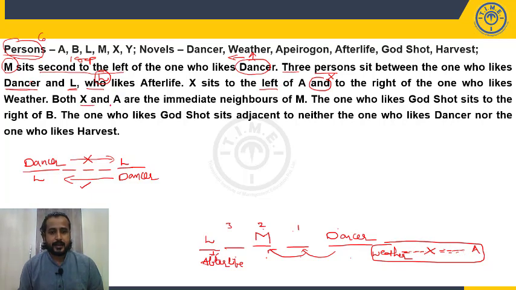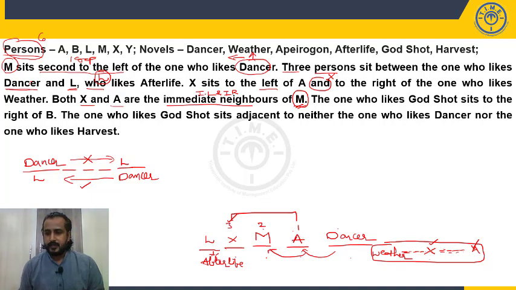Both X and A are the immediate neighbors of M. Immediate neighbors means immediate left and immediate right. So who is immediate left and who is immediate right? That is not given. But both X and A are the immediate neighbors of M. Do you have M in the arrangement? Yes. So X and A should come in these 2 places. But already we have the information that X should be to the left of A. So this will definitely be occupied by X, and this will definitely be occupied by A.